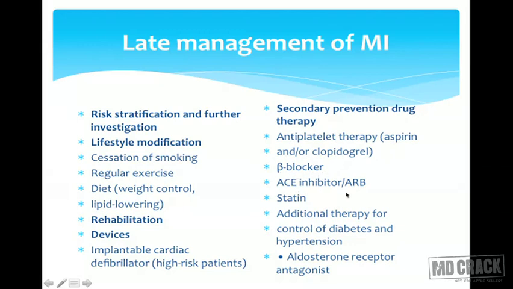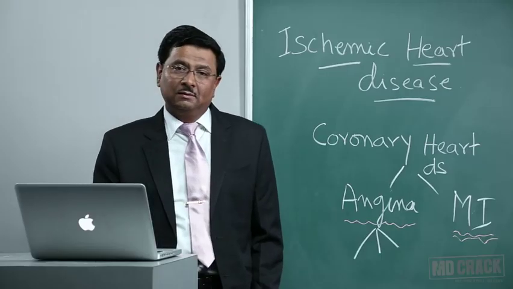ACE inhibitors or angiotensin receptor blockers, definitely they reduce the chances of stroke also in such patients. You have to give statin to keep blood lipids or cholesterol under control. Additional therapy for control of diabetes and hypertension, and finally an aldosterone receptor antagonist.